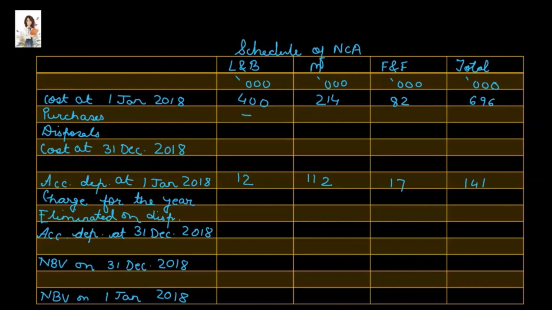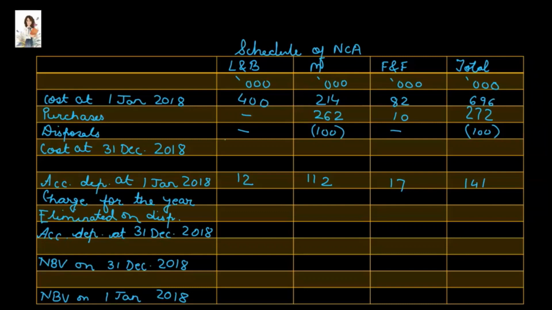So land and building has not been purchased during the year. $262,000 worth of machinery has been purchased. $10,000 worth of fixtures and fittings have been purchased. So a total of $272,000. During the year, there have been no disposals of land and building, but machinery, the cost of which was $100,000, has been disposed. No disposal of fixtures and fittings. So $100,000 in the total column.